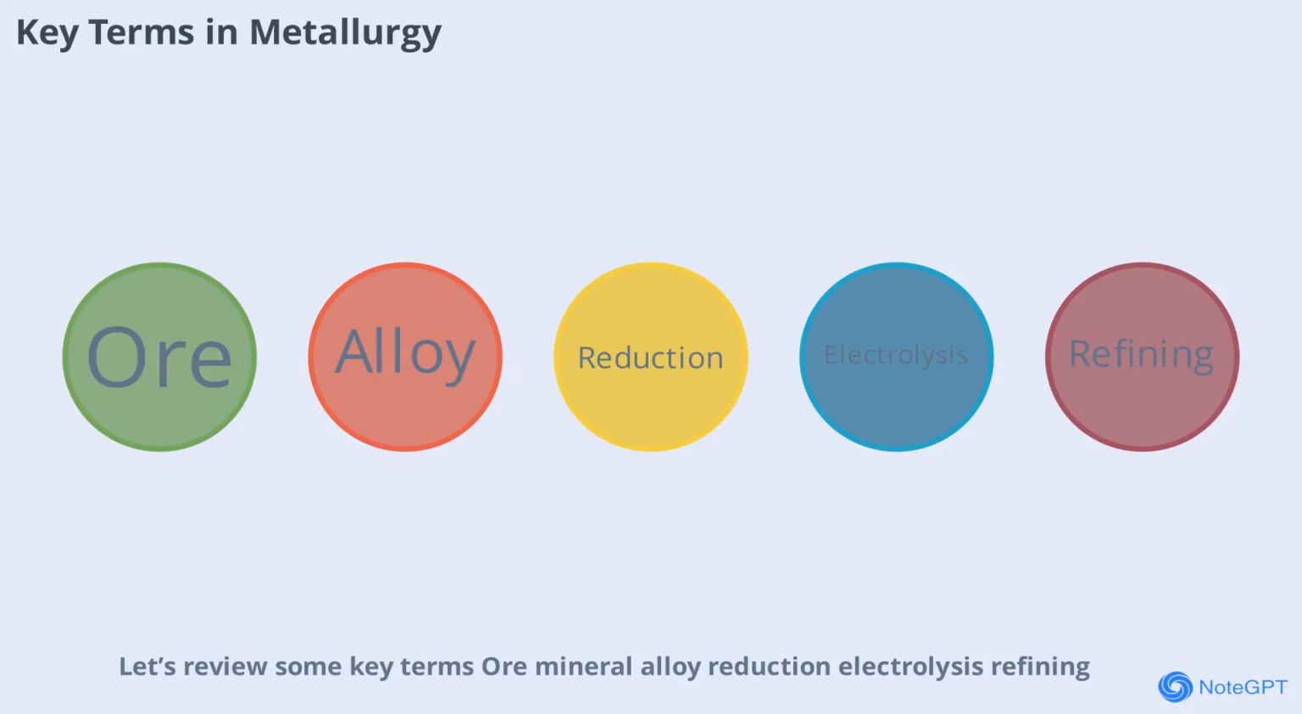Let's review some key terms: ore, mineral, alloy, reduction, electrolysis, refining, corrosion, and galvanizing. Understanding these terms is fundamental for mastering metallurgy and performing well in exams. They form the building blocks of all metallurgical concepts and processes.